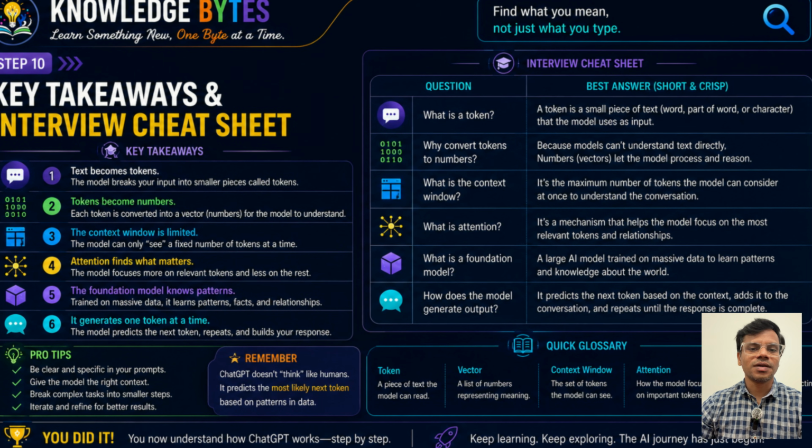Now let's recap. Your prompt is broken into tokens, as we learned. Tokens become embeddings so the model can understand meaning. The context window determines how much information the model can use. Attention helps the model focus on what matters most. All this happens inside a foundation model, which generates the response one token at a time. So the next time you use ChatGPT, you will know exactly what's happening behind the scenes. It's not magic, it's mathematical probability and years of AI research working together to generate intelligent responses.